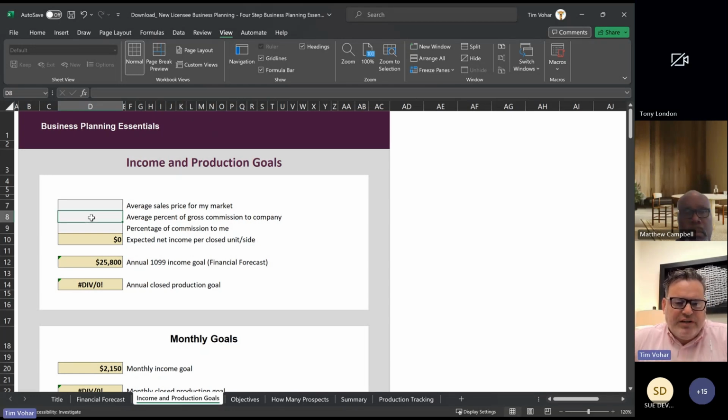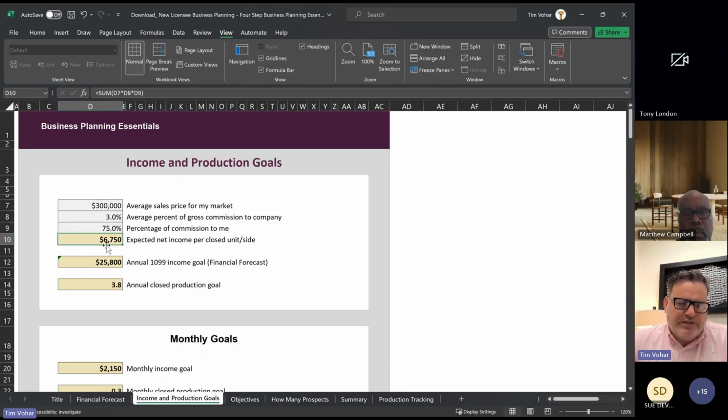Right? Average percent of gross commission. So in this case, we'll just use 300,000. Let's keep it nice and neat. And average commission for the company, we'll put in 3%. Average percentage of commission to me, put it in 75%.